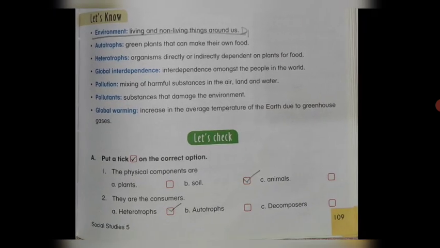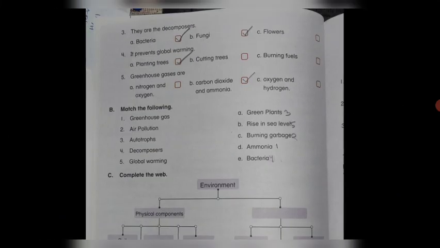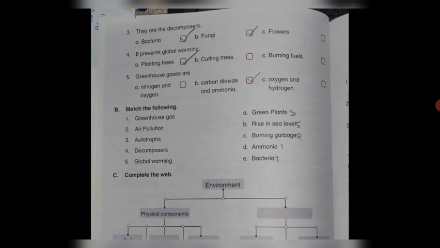After that we are going to discuss the questions. The physical components are soil. Next, there are consumers, they are the consumers, heterotrophs. Next, the decomposers are bacteria and fungi. What prevents global warming? Planting trees. Greenhouse gases are carbon dioxide and ammonia.